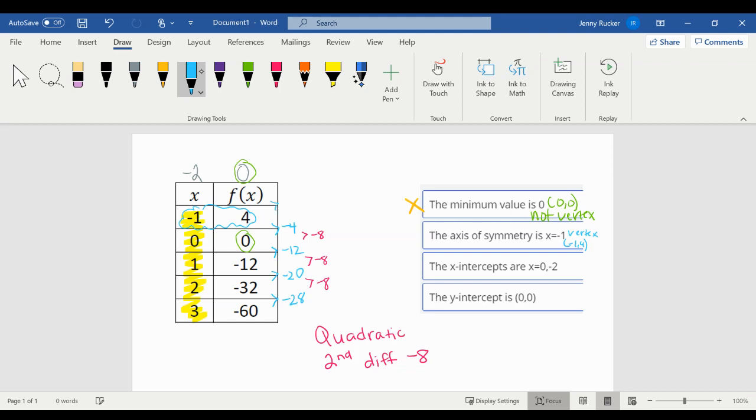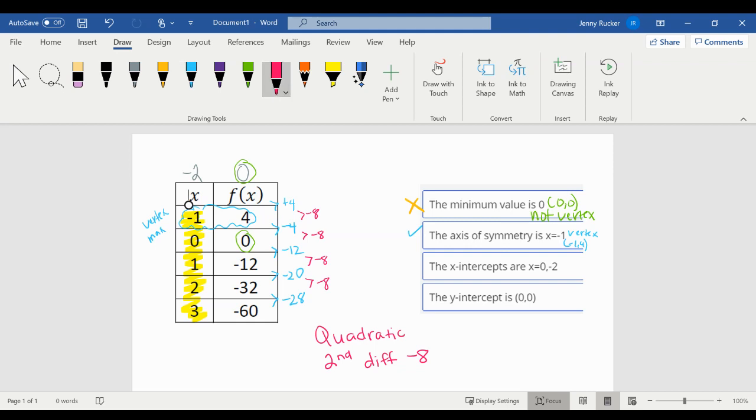So from 0 to 4 would be plus 4, and that would give me a second difference of 4 to negative 4 of minus 8. So it looks like this value of 4 for f of x is our vertex point, and it is our maximum because we do have symmetry around that point. So our axis of symmetry is at x equals negative 1 because our vertex, which is a maximum, is at negative 1, 4.